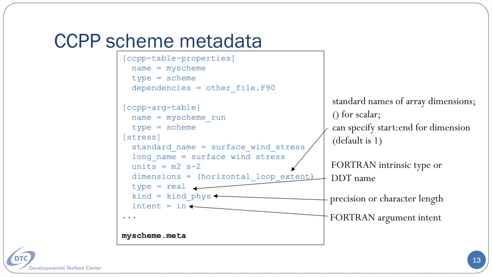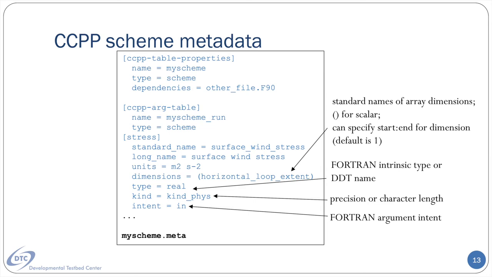The type attribute corresponds to a variable's Fortran intrinsic data type or a derived data type name. Although derived data types are discouraged, especially for data that gets passed between schemes, they can be used in the CCPP, especially where they can remain internal to one scheme and any tightly associated interstitial schemes. In general, however, derived data types limit a scheme's portability due to the need for a host model to know about the type definition.